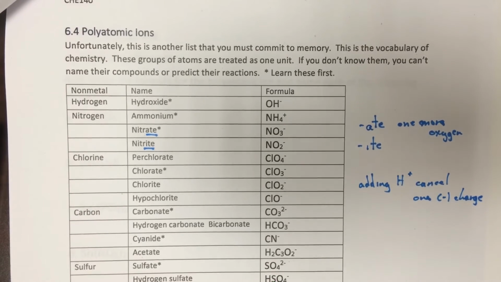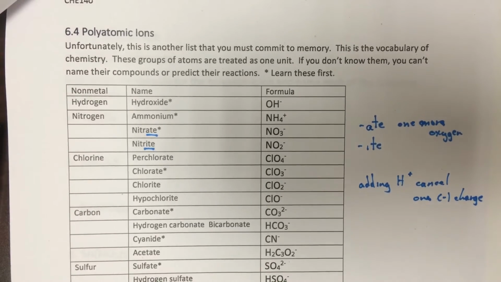Polyatomic ions. So unfortunately, this is another list that you're going to need to memorize. This is the language of chemistry. If you don't know the polyatomic ions, you won't be able to name compounds, and ultimately you won't be able to balance equations. There are some patterns that are very helpful.